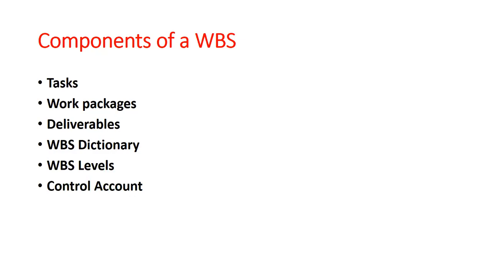Then under the tasks, you have the deliverables or the major milestones. Under the milestones, you have your tasks. Under the tasks, you have your work packages, right? Then you have your deliverables or the expected outcome for each of the levels that you're carrying out, all right?